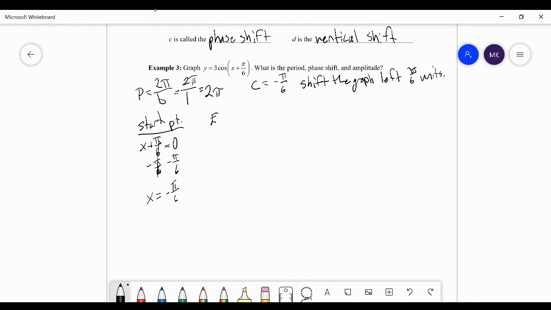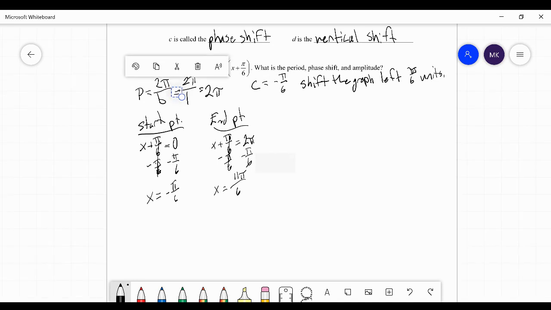If we look at our endpoint, we take the thing inside of the trig function and we set it to what the period ends at, which is 2 pi. Subtract pi over 6. We get that x equals 11 pi over 6. And so we can see from that, oh, hey, this shifted us. It was from 0 to 2 pi, and now it's negative pi over 6 to 11 pi over 6. So that shifted left. So hopefully that helps.